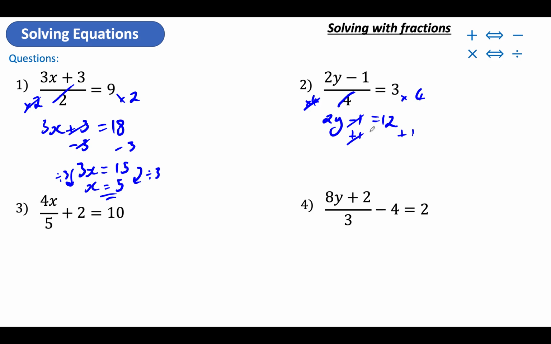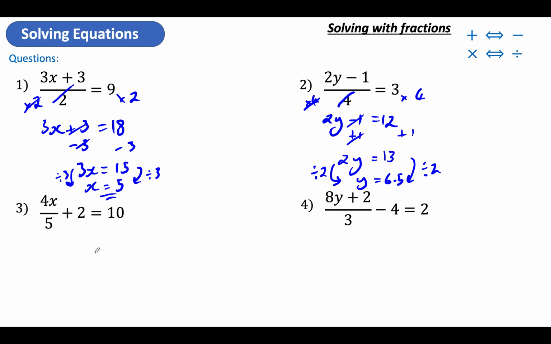So minus 1 and plus 1 cancels out to leave 2y. And 12 plus 1 is 13. Now I don't want 2y, I only want one of them, so you divide by the number touching y, which is 2. So y is 6.5.